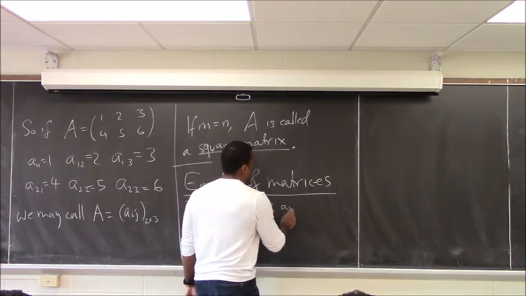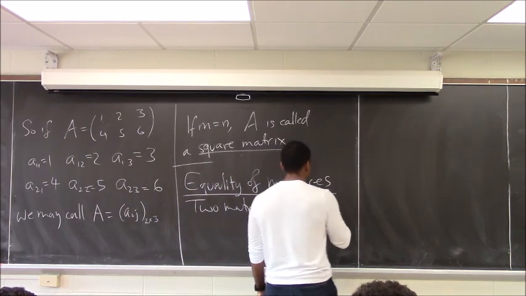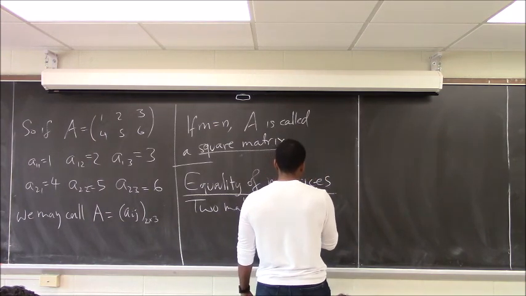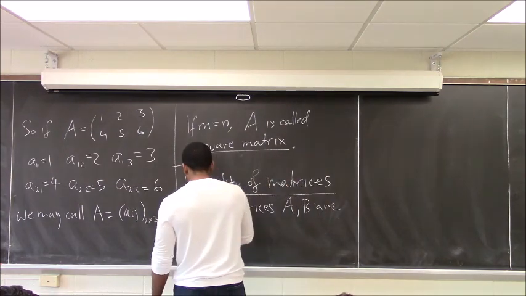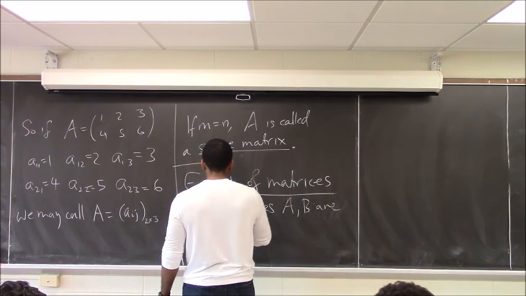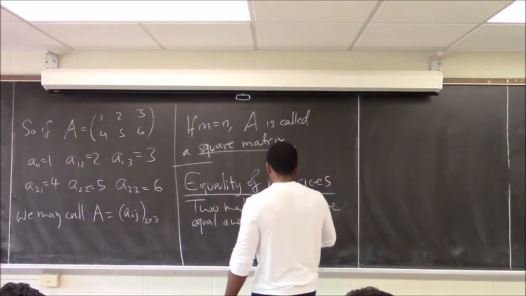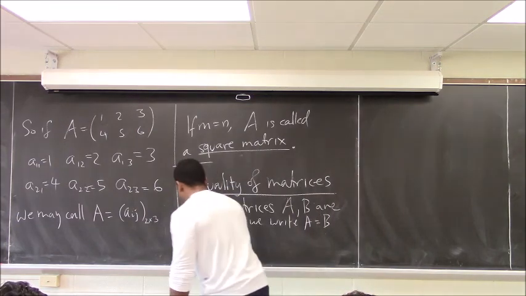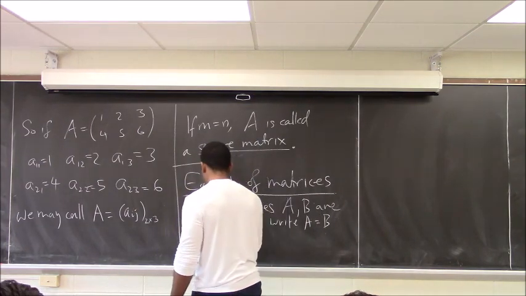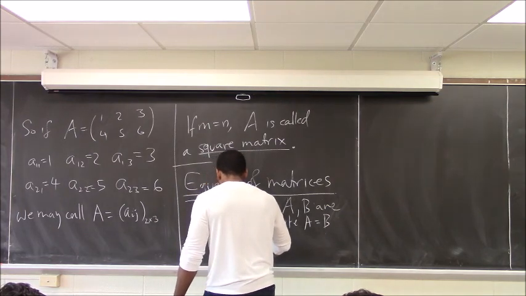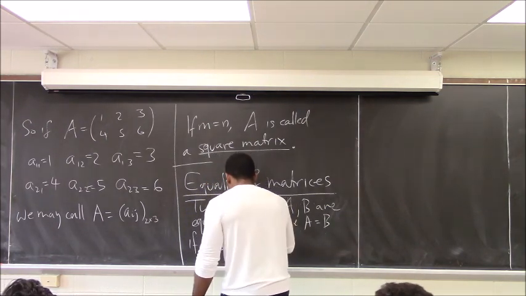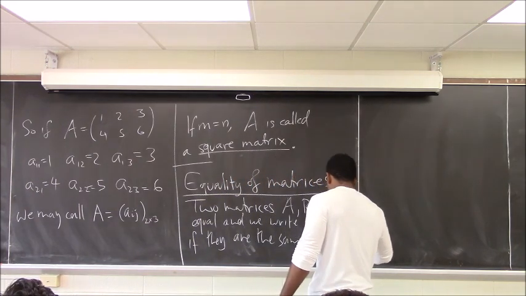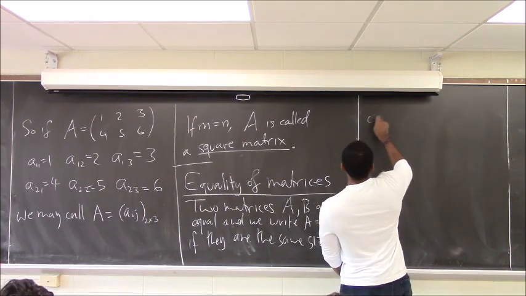Two matrices are equal. So let's call the matrices A and B. A and B are equal, and we write A equals B if they are the same size and corresponding entries are the same.